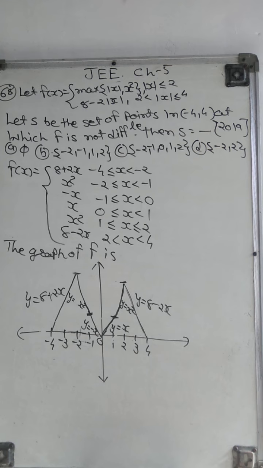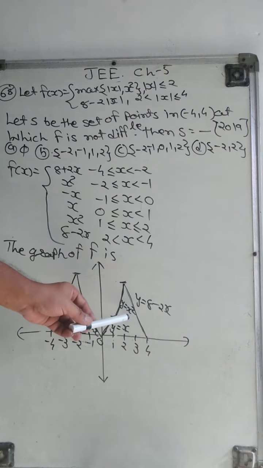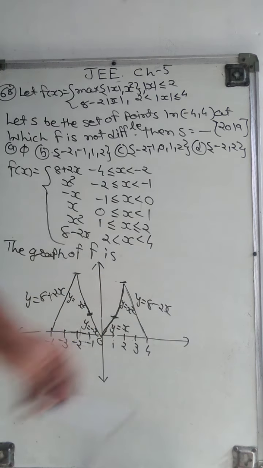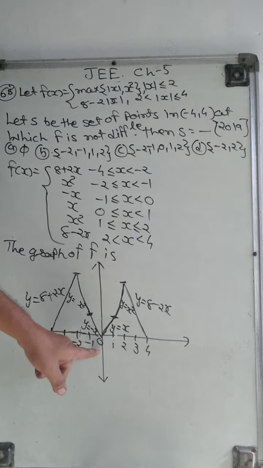And then if we draw the graph of y equal to minus x between minus 1 and 0, it is from here to here. This is a straight line. Here it is slightly curved. Then in the same way y equal to x is between 0 and 1, from 1 to 2 it is y equal to x square, and from 2 to 4 it is y equal to 8 minus 2x. So we can say that this function is continuous but not differentiable at the respective points, that is at minus 2, minus 1, 0, 1, 2.